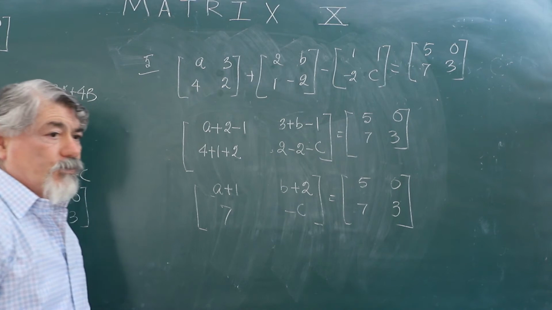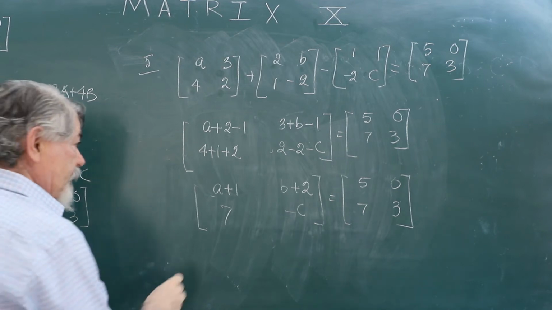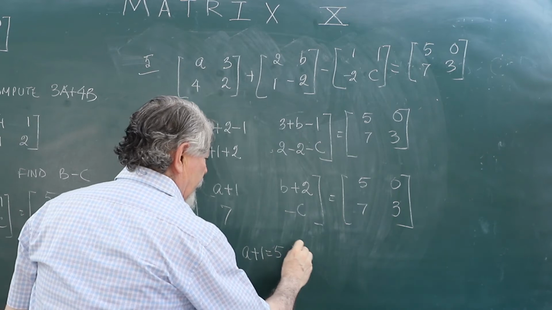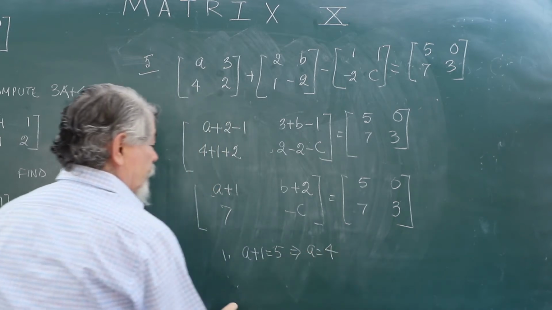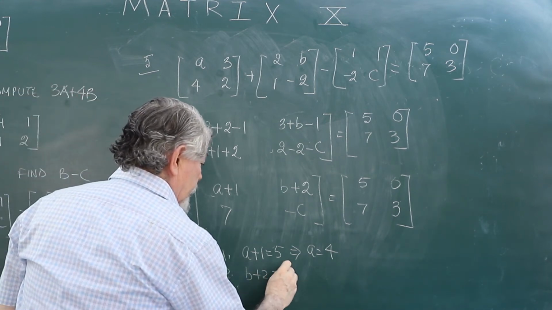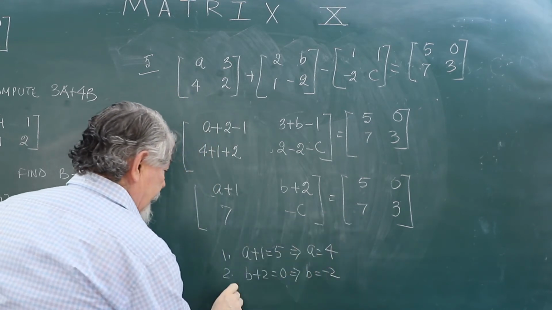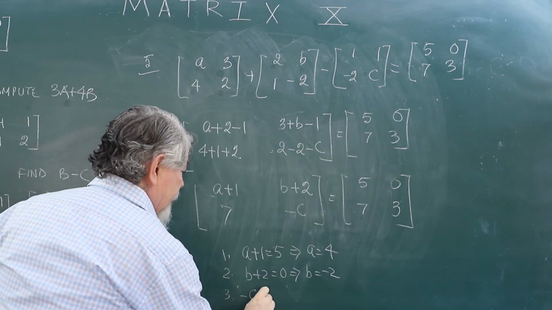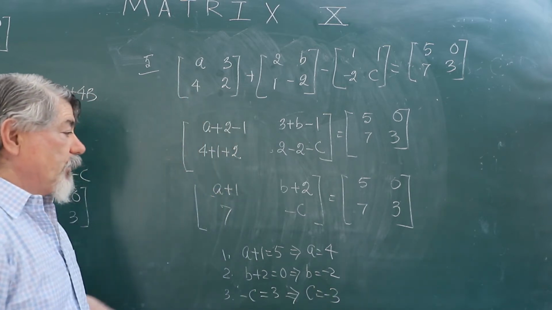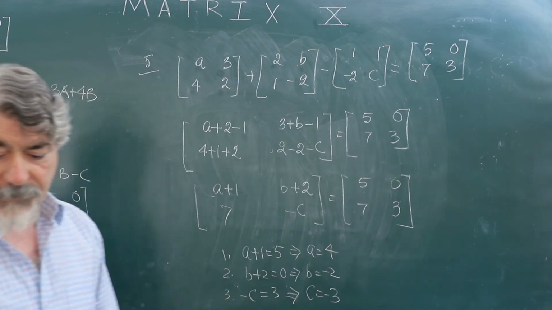Now you will see the two matrices which are equal, their corresponding elements should be equal. So what we do is, number 1, A plus 1 is equal to 5. That will imply A is equal to 4, 5 minus 1. Number 2, B plus 2 is 0, implies B is equal to minus 2. 7 is equal to 7, and the third one is minus 3C is equal to 3. That means C is equal to minus 3. So you got the value of A as 4, B as minus 2, and C as minus 3.